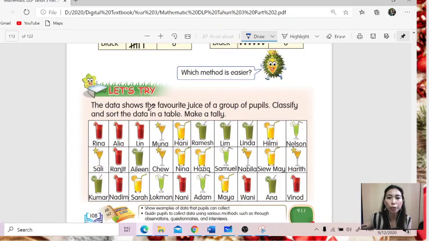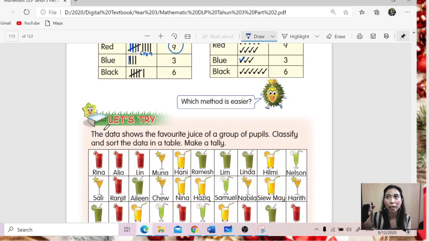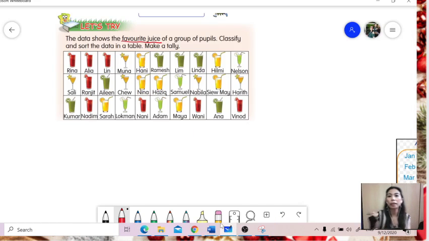The data shows the favorite juice of a group of pupils. Classify and sort the data in a table. Make a tally. So here, there's a keyword telling you to classify the data on the favorite juice. So this must be one of the titles here. For example, here is the color of car, right? So the color of car, you need to change to favorite juice. So I change it to display favorite juice.